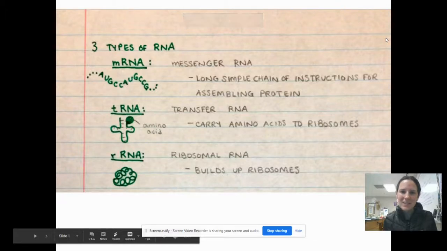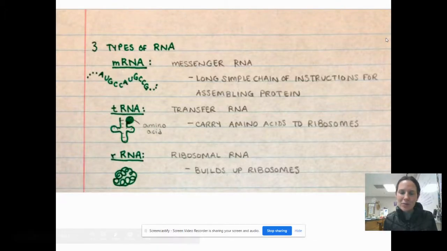Hello, Phoenix Biology students. Today we are going to be talking about translation. So I'm going to do a really quick review of some of the stuff that we've already learned and then tackle today's lesson as well. So yesterday we learned about the process of how DNA makes RNA.